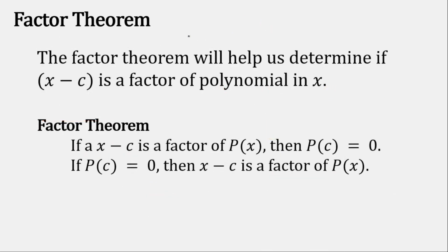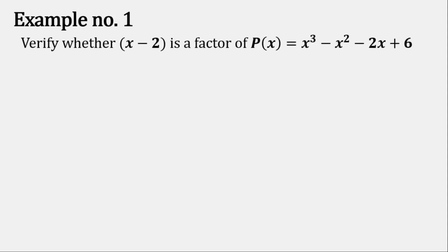So the factor theorem will help us determine if x minus c, or a divisor in the form of x minus c, is a factor of a polynomial in x. So the factor theorem states that if x minus c is a factor of polynomial p of x, then p of c is equal to 0. And its converse is, if p of c is equal to 0, then x minus c is a factor of polynomial p of x. Now let's try to answer questions about this.